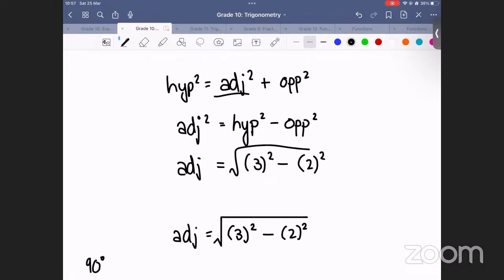Is this something that can come out in the exams? Yes, definitely something that can come out in the exam, no doubt. Why did you make opposite negative? Shouldn't hypotenuse be negative because it went to the other side?